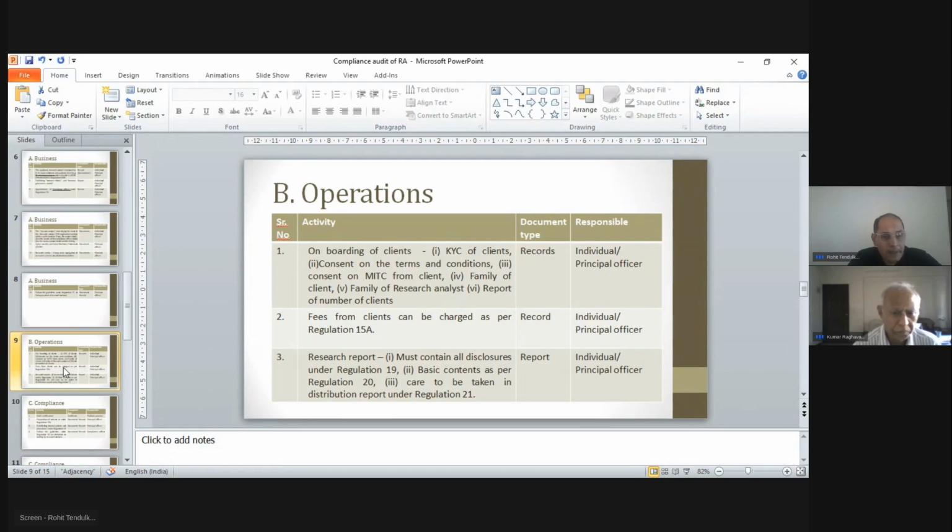Next point is you make reports, research reports. Research reports must contain all disclosures under regulation 19. It must contain basic contents as per regulation 20. Care to be taken in distribution of the report under regulation 21. You must maintain a record. The document type must be record. It is not report. You must maintain a record for all these parts, and the responsibility must be on the individual or principal officer.